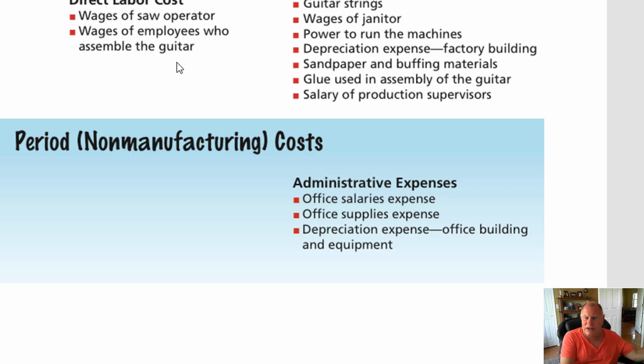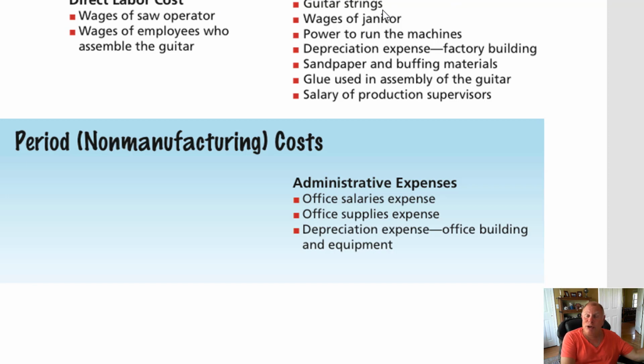And in this piece with Legend Guitar, direct materials cost: wood used, neck and the body. Direct labor, well, that's the wage of the saw operator, wages of employees who assemble the guitar. What are some of the overhead things? Guitar strings, yeah, that probably could be there. I would do that. But wages of the janitor, power to run the machines, depreciation expense on the machines, sandpaper and buffing materials, glue, production supervisor. So these are the product or manufacturing costs.